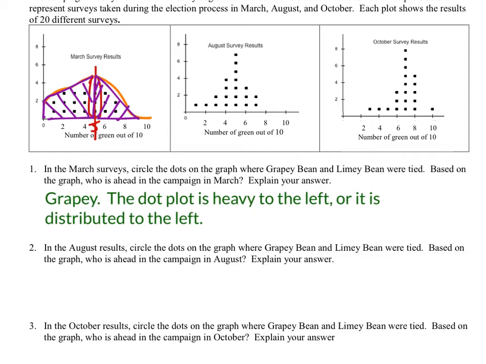Next up, we'll look at August. We'll circle the dots on the graph where grapey bean and limey bean were tied again, and then we'll determine who we think is winning at this point. So start this one off. Again, we're looking for 5, which would be 5 votes for limey and then 5 votes for grapey. Alright, so 5 would be this column of dots right there. All 1, 2, 3, 4, 5, 6, 7 of them.